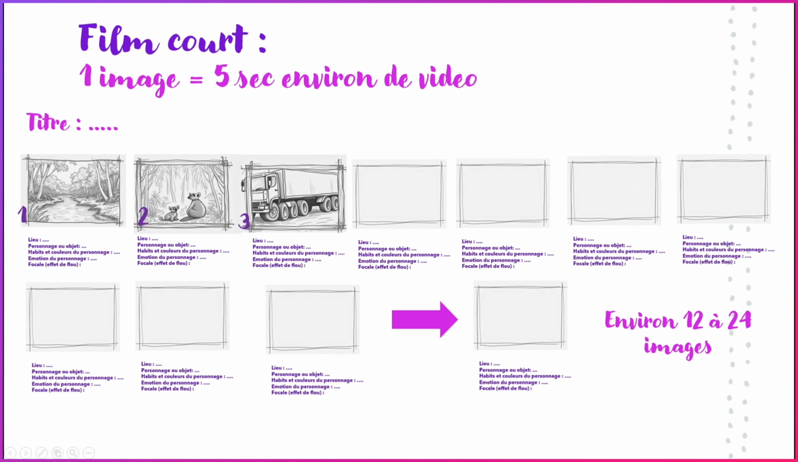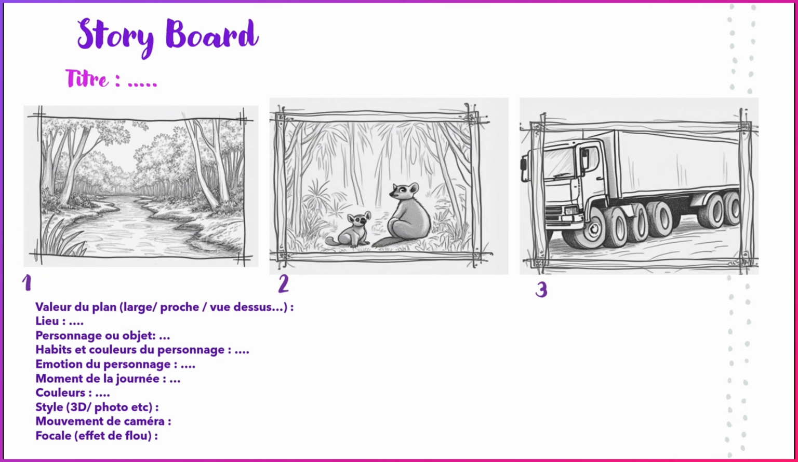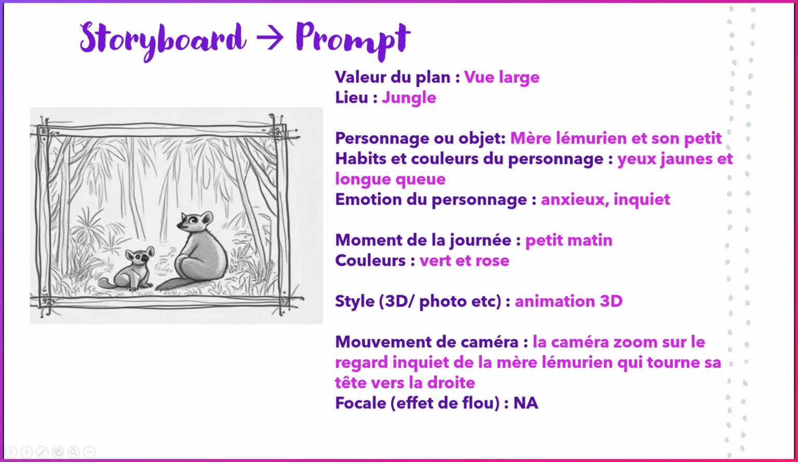As a reminder, you created between 12 and 24 images on your storyboard. And under each image, you wrote a certain number of elements, such as the shot size, the location, the character's colors, the emotions, etc. If you did that properly, you'll see that it's really going to help you. Now imagine that I take the example I gave you in the video about the steps, and I want to turn my video of the sea with the lemur into an image that I will generate using artificial intelligence.